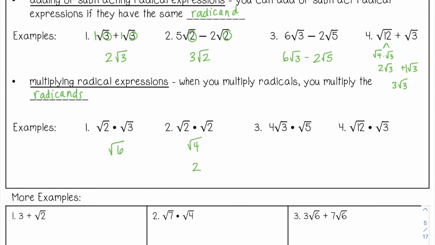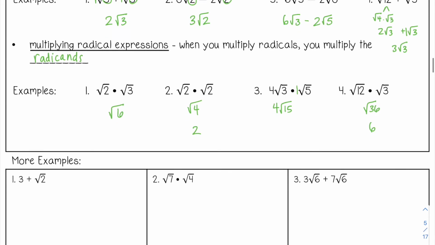All right, number 3, 4 square roots of 3 times the square root of 5. So when you have numbers outside of the radical symbol, you multiply those together as well. So this is an understood 1 being multiplied by the square root of 5. So I'm going to multiply 4 times 1, which gives me 4. And then 3 times 5, that's square root of 15. All right, and then the last one, square root of 12 times square root of 6. So I'm going to multiply those. Square root of 36. And that is a perfect square, which is 6.